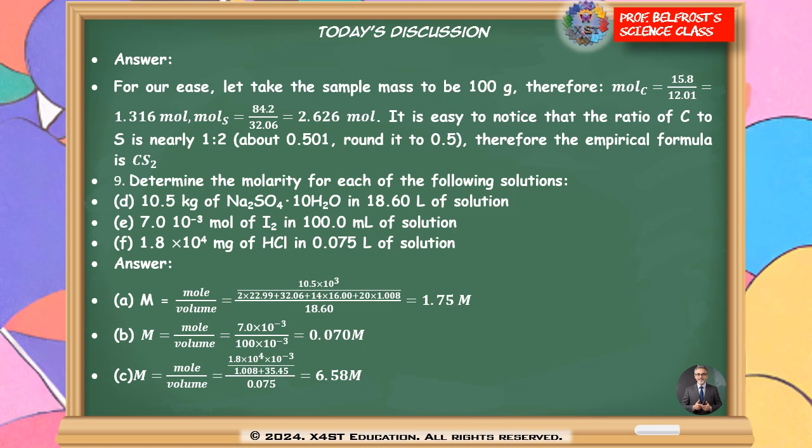It's very easy. Molarity is just mole by liter, mole by volume. Mole is mass by molar mass. So we first find the molar mass, then find the mole, and then divide it by the volume to get the molarity. Here's how I do it. I just substitute the values and we get A, B, C respectively 1.75, 0.070, and 6.58 molar.